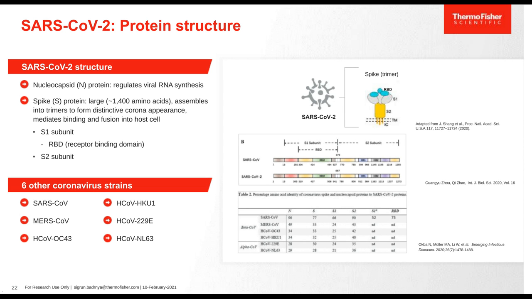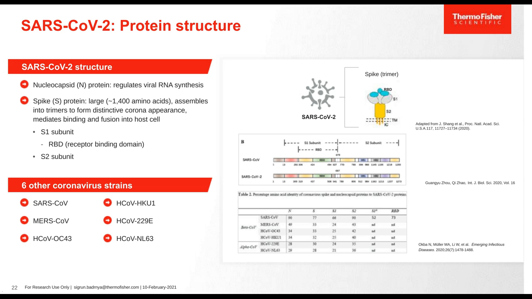A solid knowledge of the SARS-CoV-2 protein structure and homology to other coronavirus strains is crucial to understand how the virus acts and also affects the host immune system. So while the N or nucleocapsid protein primarily regulates viral RNA synthesis, the spike or S protein plays a critical role in mediating fusion and viral entry into the host cell, as mentioned.